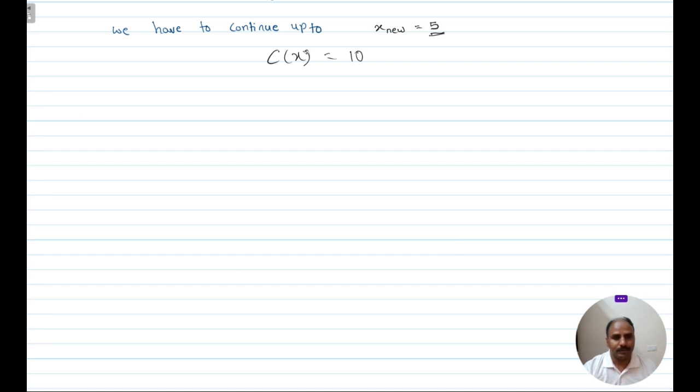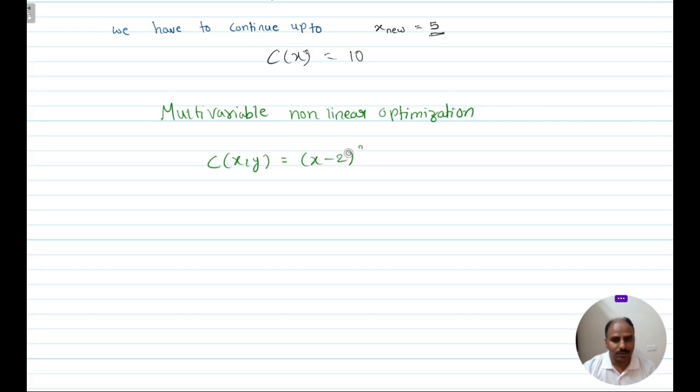Now next, let us discuss multi-variable nonlinear optimization. Multi-variable means here we have two variables. Directly I am writing the objective function: c of x comma y equal to (x minus 2) whole square plus (y minus 3) whole square plus 4. So this is the multivariable nonlinear optimization.